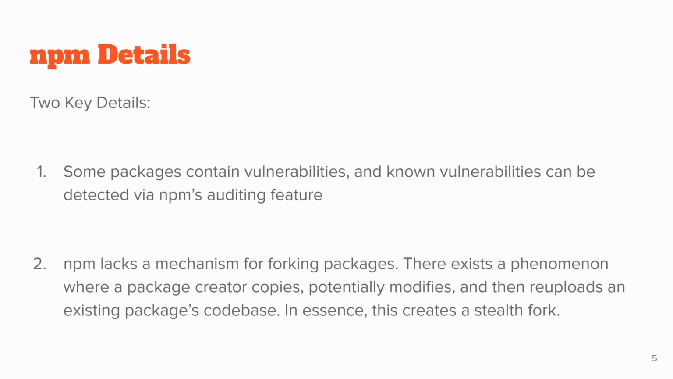Because of this lack of an explicit fork, there exists a phenomenon where a package creator copies an existing codebase, potentially makes some modifications to it, and then re-uploads the package's codebase to that repository. In essence, this creates a stealth fork that lacks provenance information.